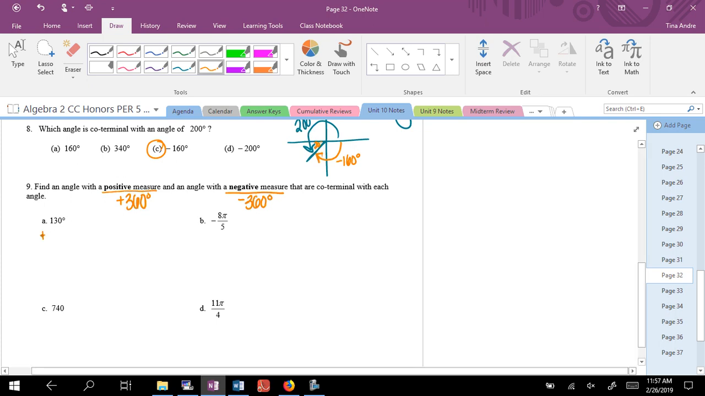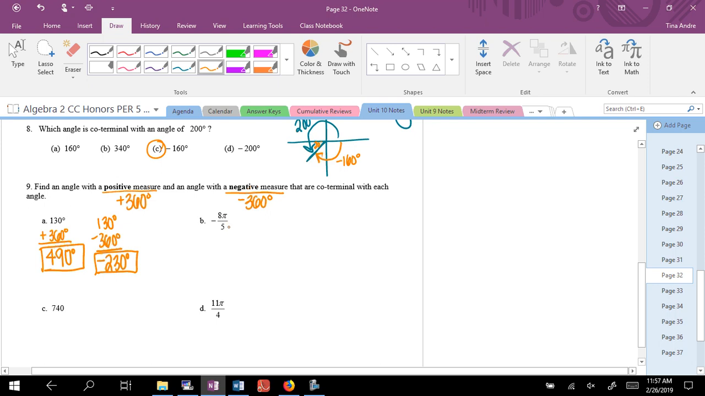So for this first one, add 360 to this, so go around the circle a whole another time, you get 490 degrees. There's your positive. If I want to find the negative, well, I'm going to do 130 minus 360. So basically find the difference, so 360 minus 130, figure out that, and then it'll just be negative because it's a negative 360. So negative 230. So there's my negative.